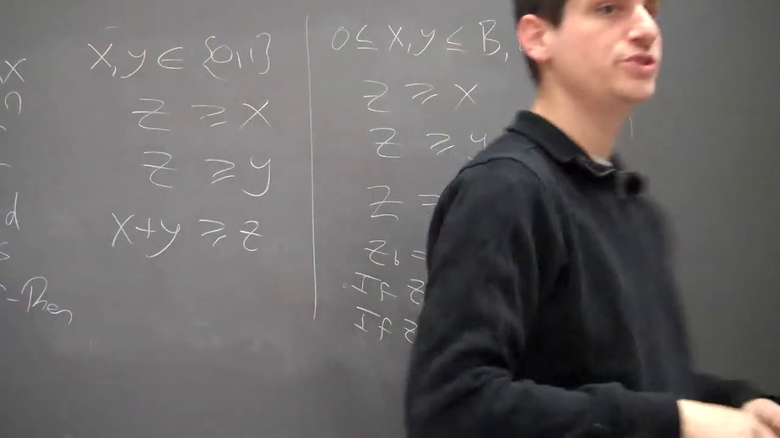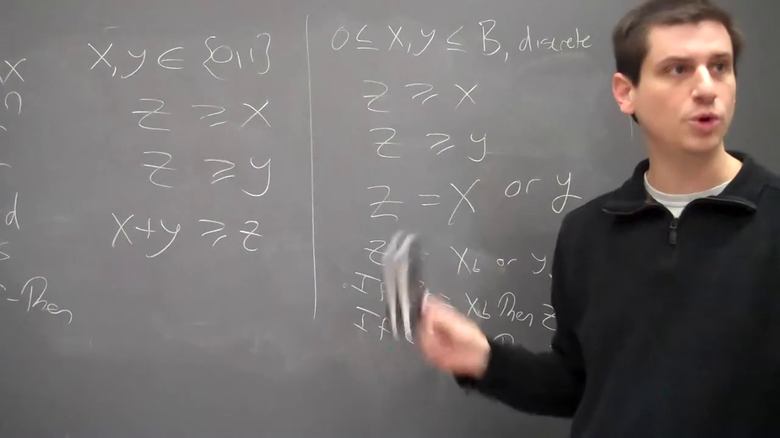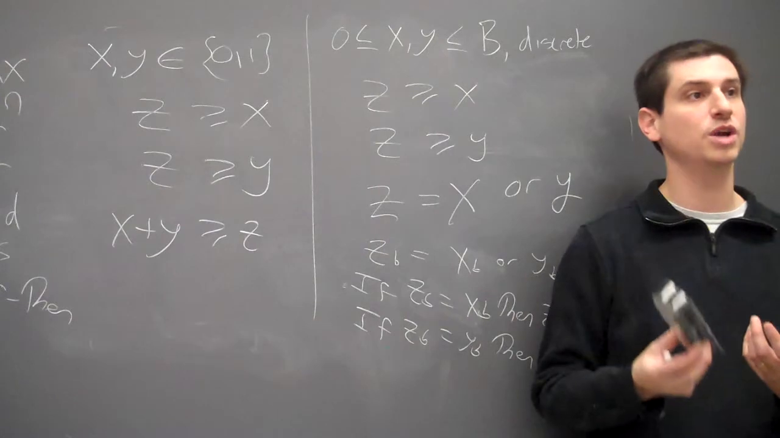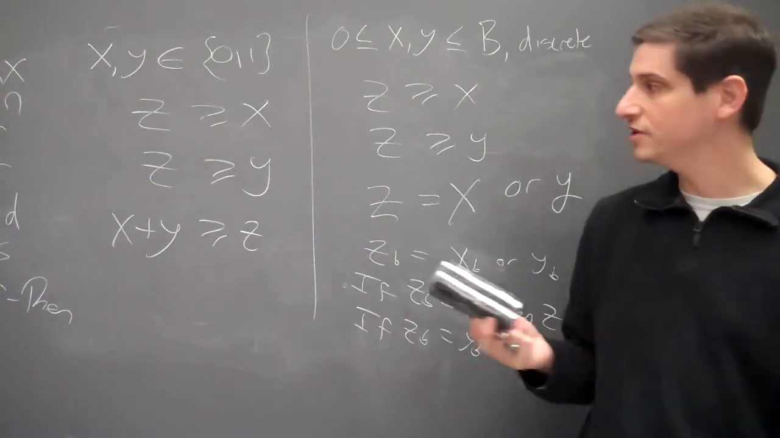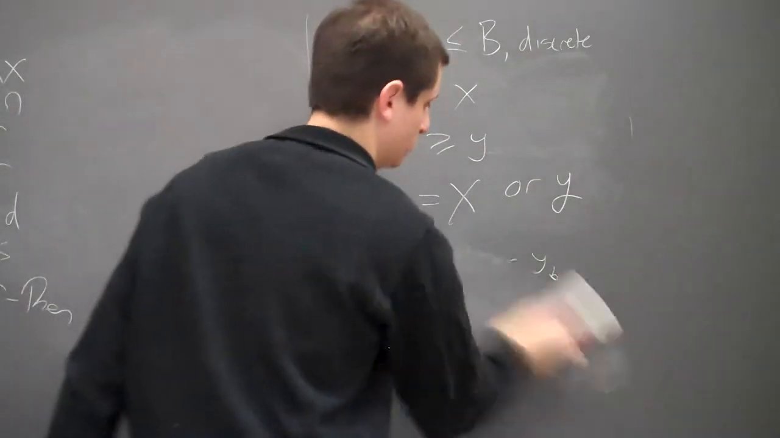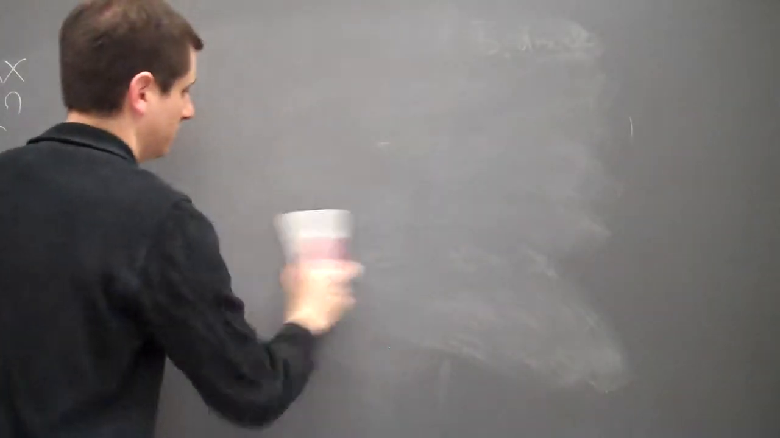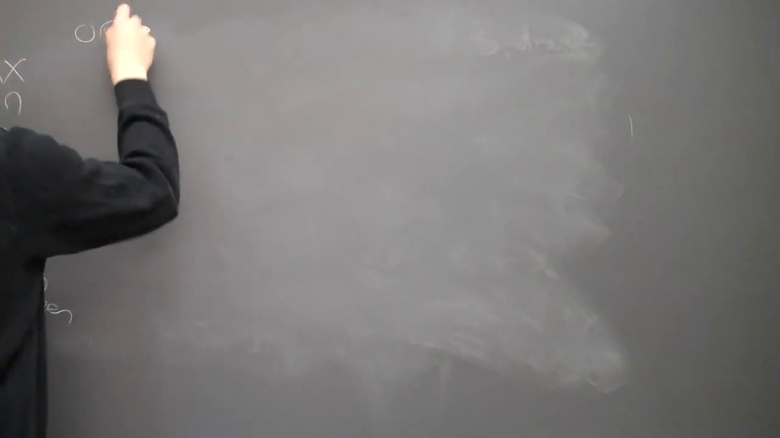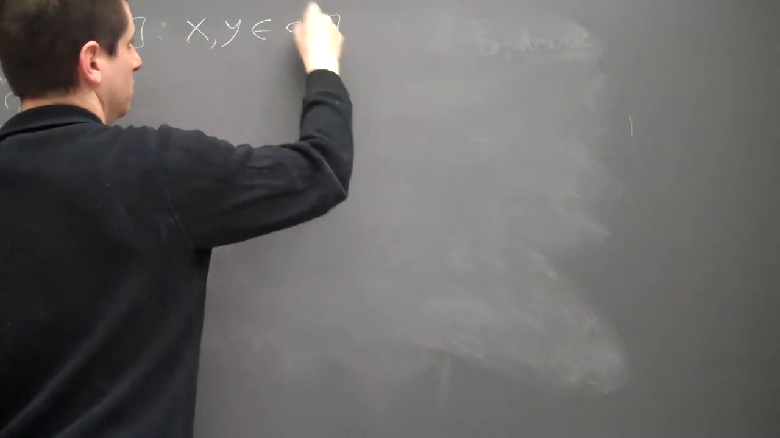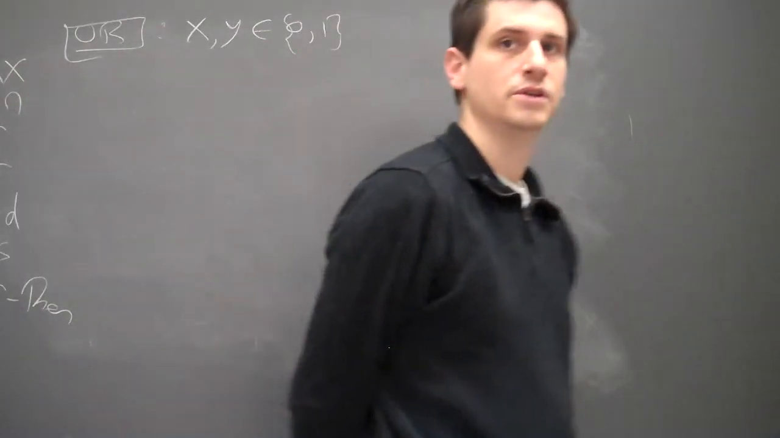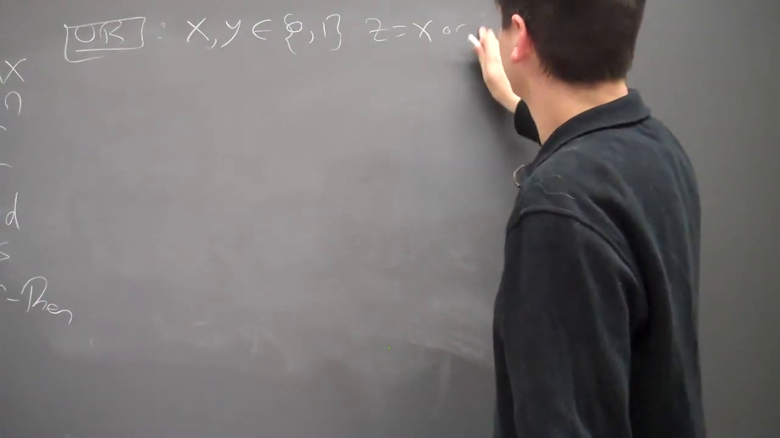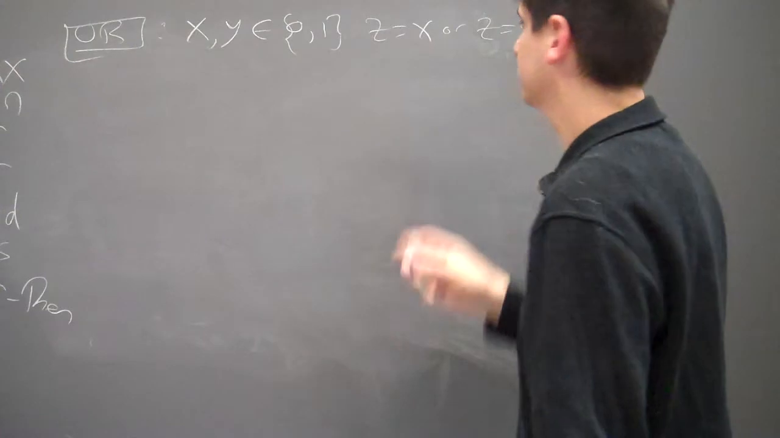But the idea is we want to use these logical connectives to build up more and more complicated expressions to put into the model. So if you're actually trying to write something down, you want to be able to do stuff like this. So now we have to figure out how to do OR. Okay, so let's figure out OR. So x and y are 0, 1. So we want z equals x or z equals y.